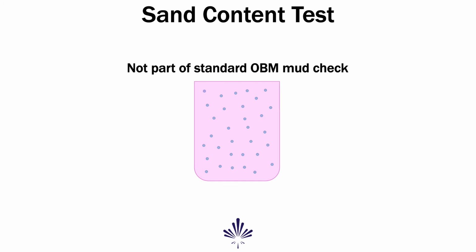While not typically part of a standard invert emulsion mud report, it is also possible to perform and track a sand content test using base fluid instead of water to classify the solids. The key to this test is to oil wet the components with base oil prior to performing the test.